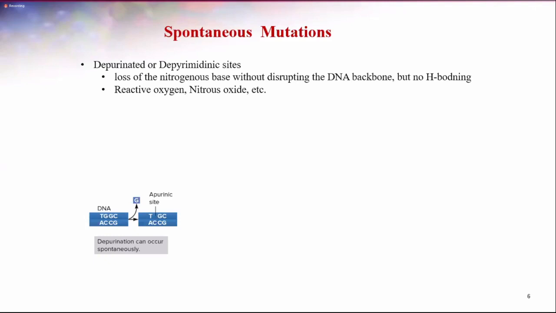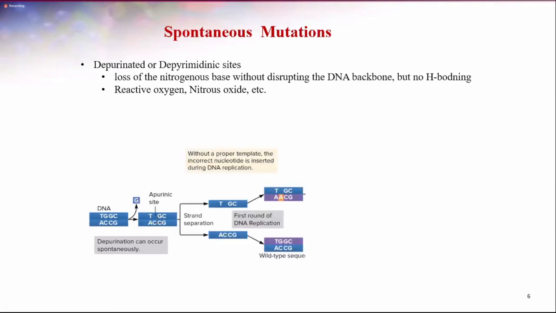A third way spontaneous mutations arise is that sometimes within cells, there is depurination of nucleotides, which means that the phosphodiester backbone of the DNA molecule is intact, but the base has been removed, and so there's no base pairing at that particular site. Here, in this particular sequence, the first G, which is a purine, has been removed. So we refer to it as an apurinic site. You can also have apyrimidinic sites, where a pyrimidine has been removed.